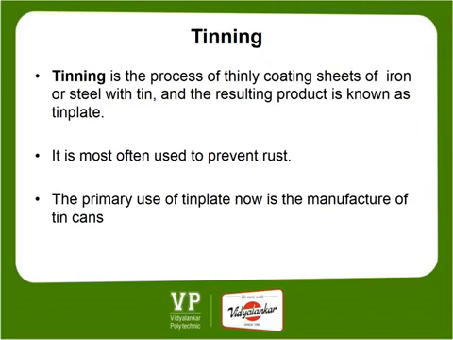Let us now understand what is tinning. Tinning is the process of thinly coating sheets of iron or steel with metal tin, and the resulting product is known as tin plate. It is most often used to prevent rust. The primary use of tin plate now is the manufacture of tin cans.